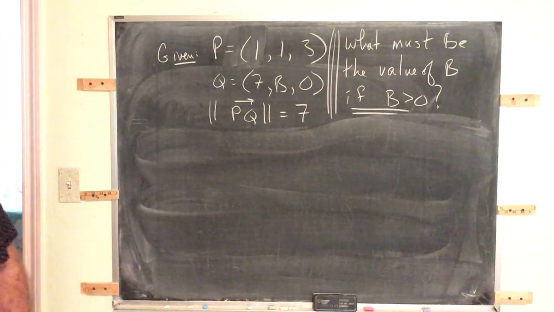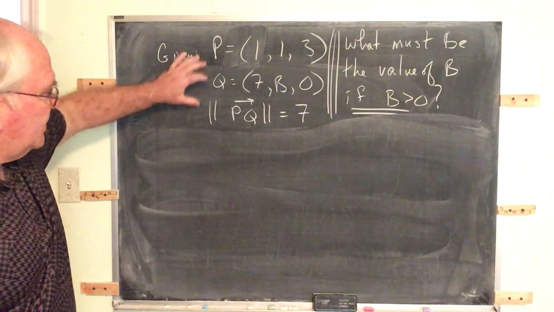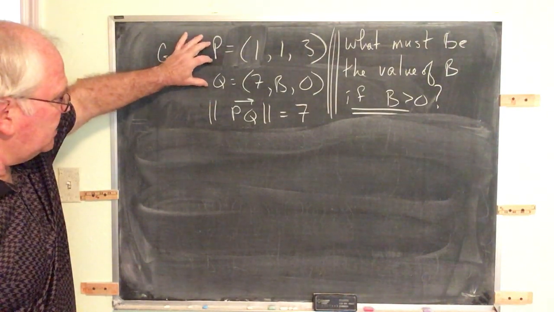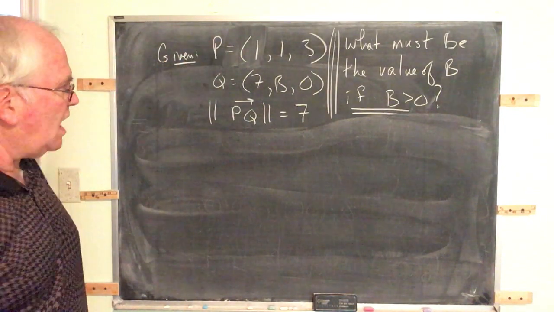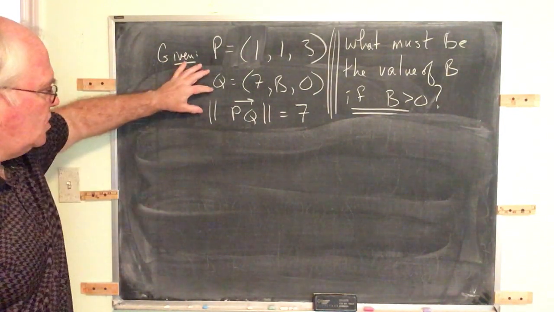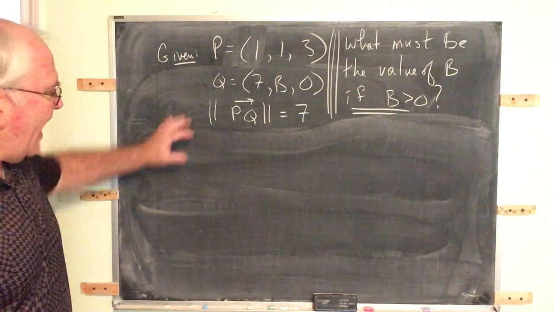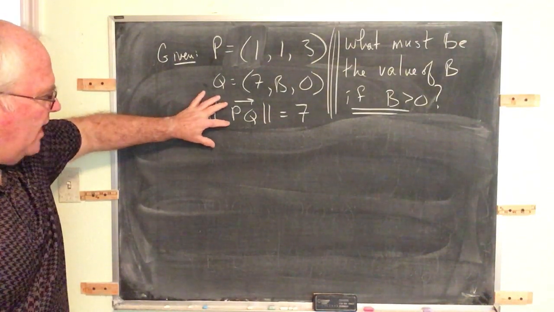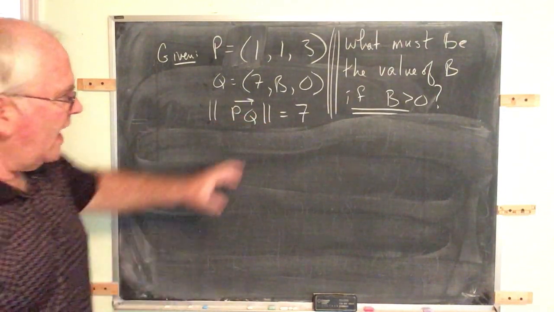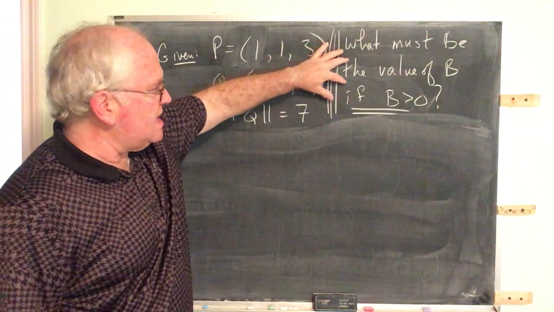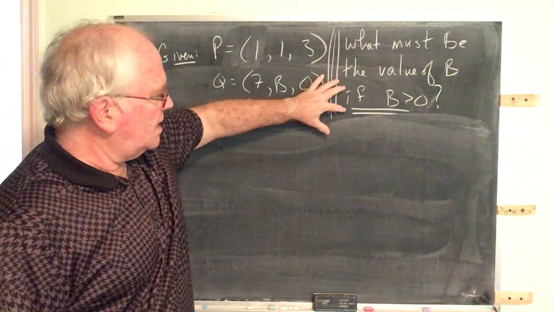Our next problem of this variety here is this problem. We're given 2 points. These are not vectors; these are points in three-dimensional space. P is the point 1, 1, 3, and Q is the point 7, B, 0. And we're also given that the norm of vector PQ is known to be 7. And then what we're asked is what must be the value of B. So what must this value of B assume?